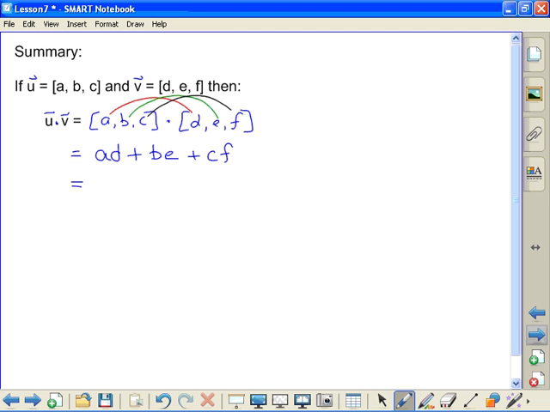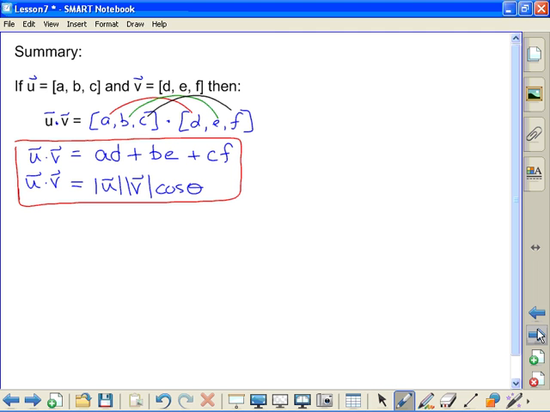And keep in mind, this is also equal to the magnitude of u, magnitude of v, cos theta. So it's very, very important to remember that these are all equal to each other. They're just in a different format. And it will come up again, and will come in handy as we work through the examples today.